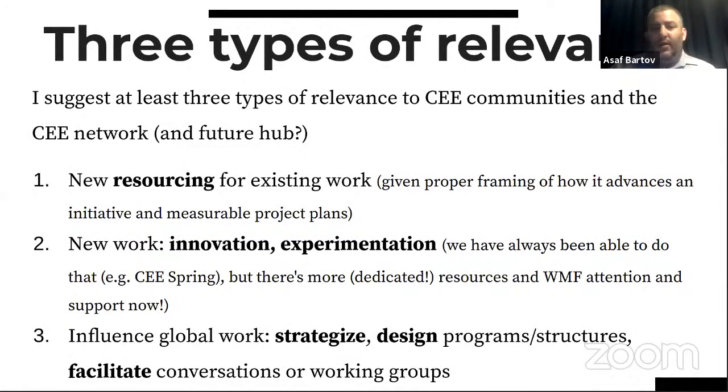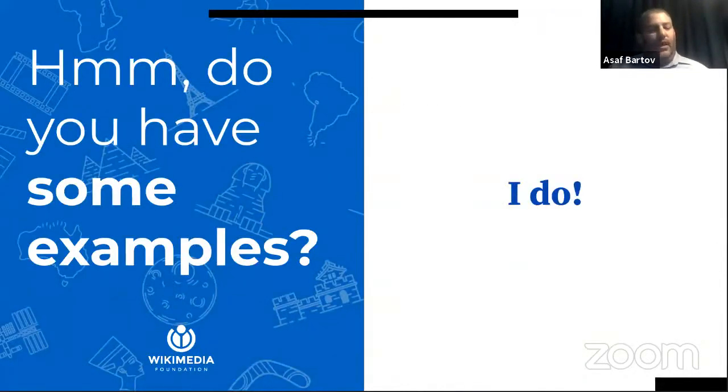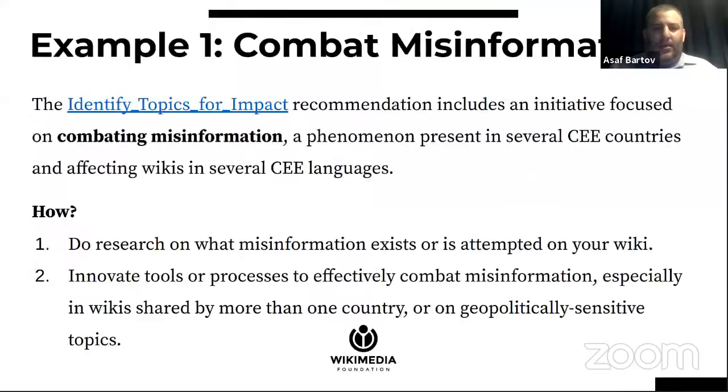So I hope I've convinced you in at least one of these three claims of relevance that all of the aforementioned strategy implementation stuff is at least potentially relevant to your community and your work. Well, you say, maybe so, maybe no. Do you have some examples? And the answer is I do. So these are some examples I took directly from the initiatives page that I linked to. And these are examples I'm suggesting are particularly relevant to CEE. I do recognize that not everything is super relevant or super practical for a CEE community to work on.